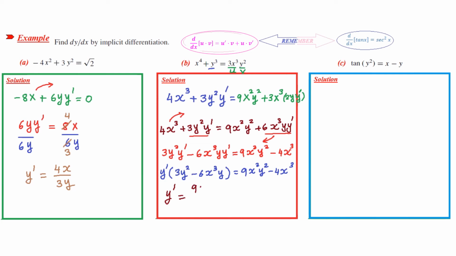So we have 9x square y square minus 4x cubed divided by the function coefficient with y prime, which is 3y square minus 6x cubed times y. And this is the final answer.